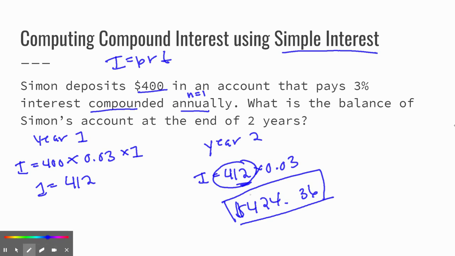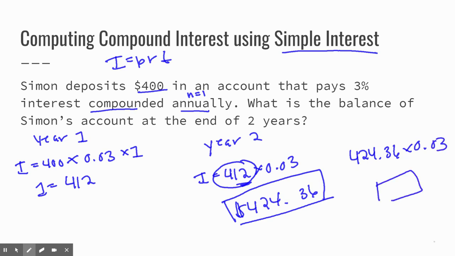Yeah, so like the next year, year 3, if it was 3 years, it would be 424.36 times 0.03, and then I would get the year 3 balance, and then you would keep having to go on. So that's why I said you wouldn't want to use simple interest. You'd want to use the other formula. I just wanted to show you how it works.